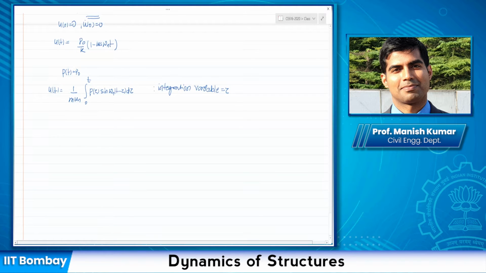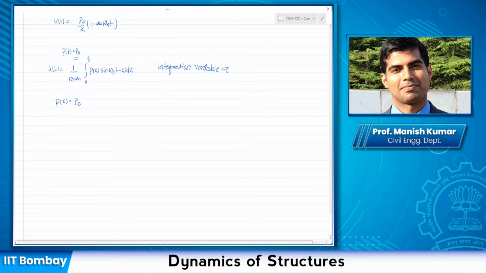Now, what is my P(tau)? If I had a function here, I would substitute t equal to tau to get that function, but this P(tau) is now constant. So P(t) is constant for any time. So P(tau) would also be P naught only, because it's not a function of t. It is not varying with time. It is constant. So all I need to do is to substitute here this expression, integral 0 to t, P(tau) is P naught, sine omega n (t minus tau) d tau.